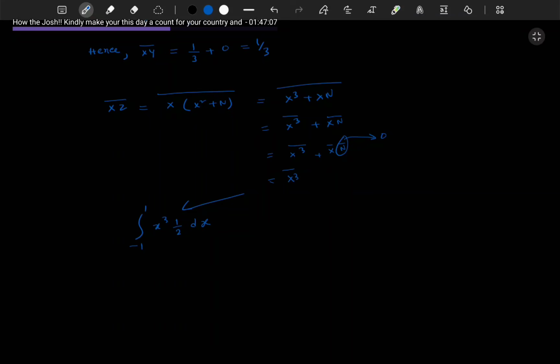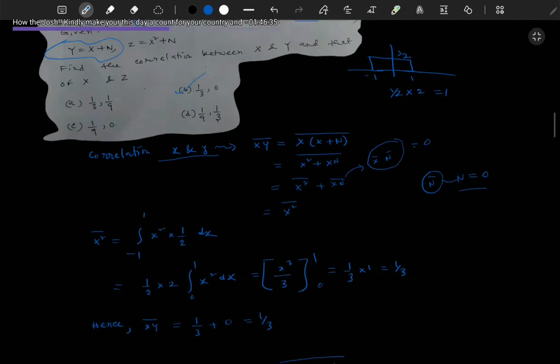So I think I am right here. It will become the limits -1 to 1, and it will be 0. So the answer here is matching with option B.